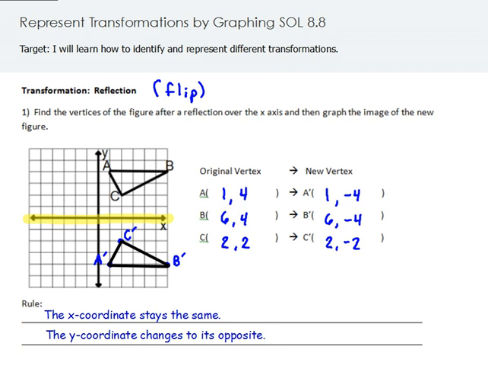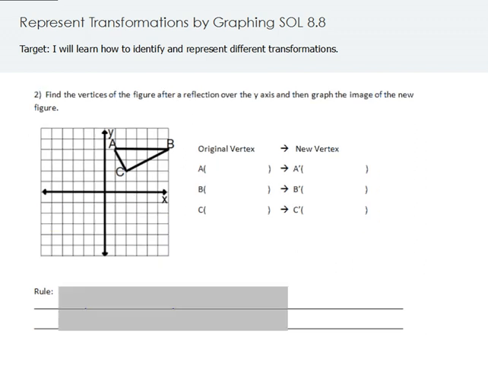Make sure that you are labeling which vertex goes with which vertex, and then the new vertex always gets a tick mark, so I know that we have transformed the picture from the original to the new. So take a look at your next example, finding the vertices for reflection over the y-axis. So let's go back to the original picture of triangle ABC. The same coordinates do not change. We're going to leave it at (1, 4), (6, 4), and (2, 2).